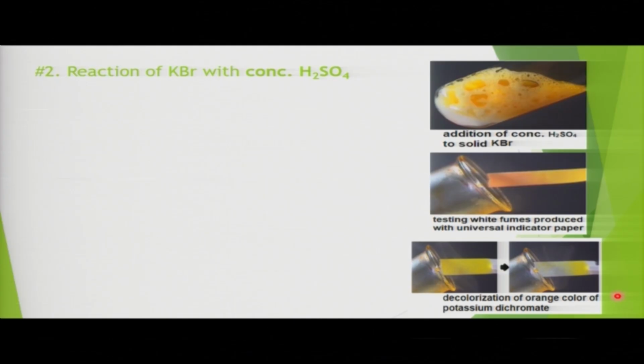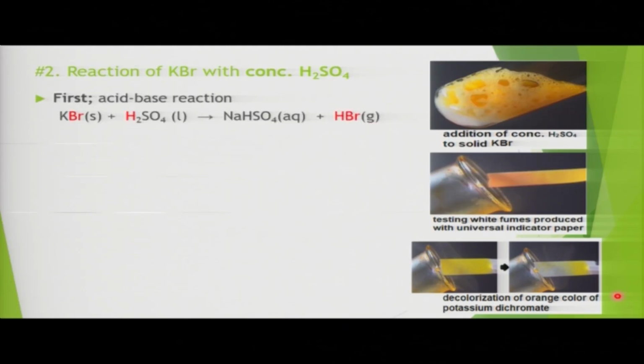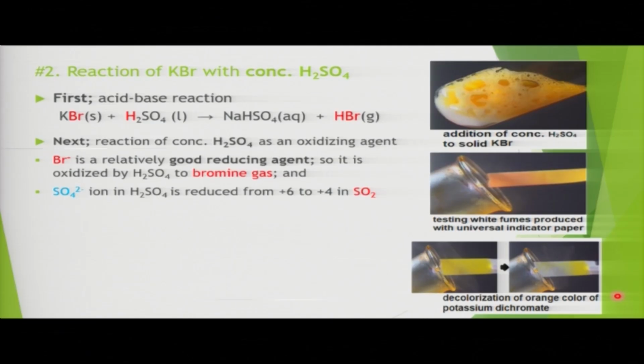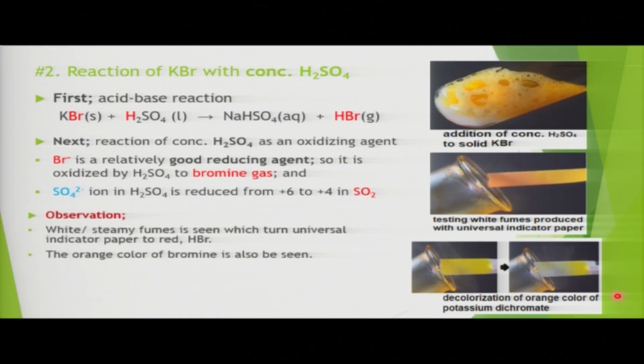So what happens with the potassium bromide is you will have the white fumes, which are hydrogen bromide, but the presence of the bromide ion, which is a good reducing agent, will reduce the sulfate in sulfuric acid to sulfur dioxide. That is what you noticed. This is a good illustration of what happened. The paper soaked in the potassium dichromate was decolorized. And so this shows us that the chloride is a poor reducing agent. The bromide is at least a good reducing agent.